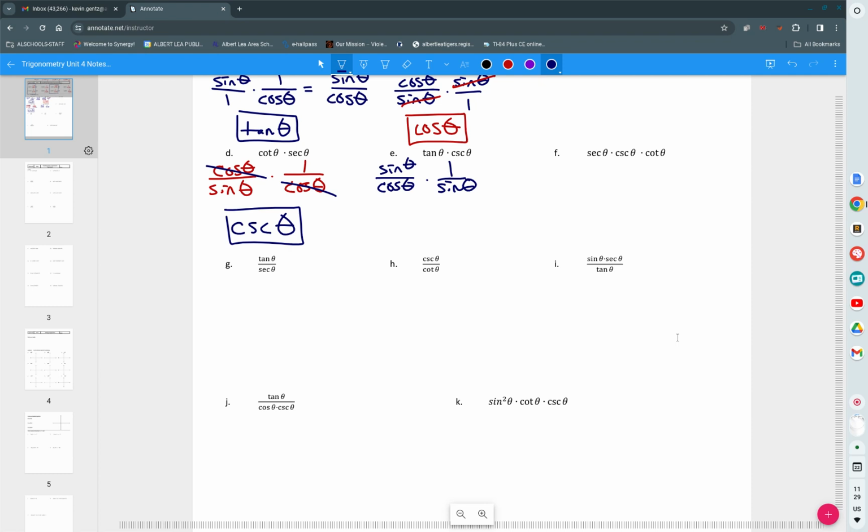All right, I've got sine over cosine times 1 over sine. What cancels? Sines reduce. And I'm left with 1 over cosine. Do I leave it like that? What is 1 over cosine? It is secant.